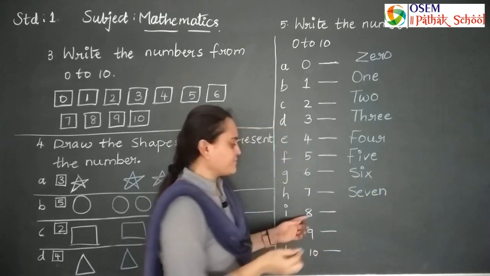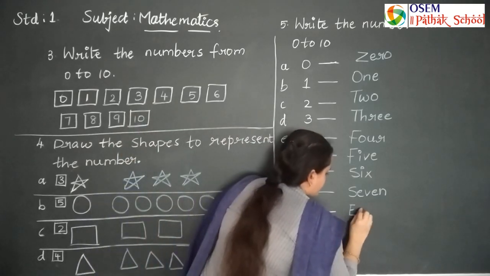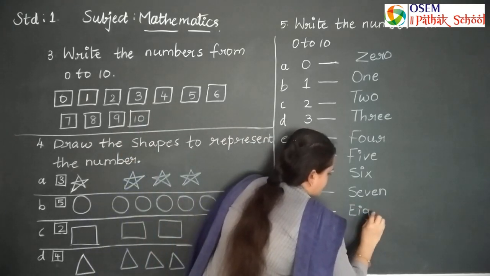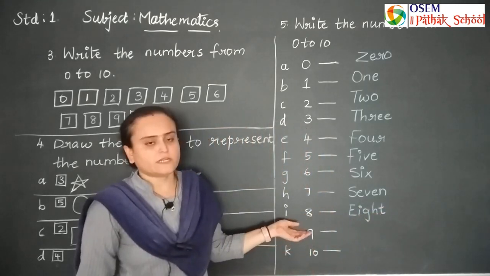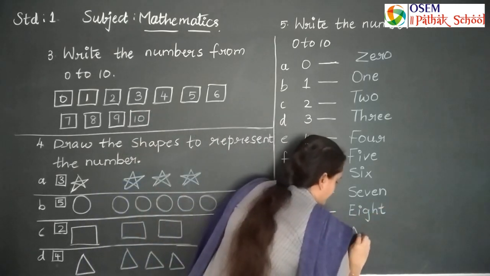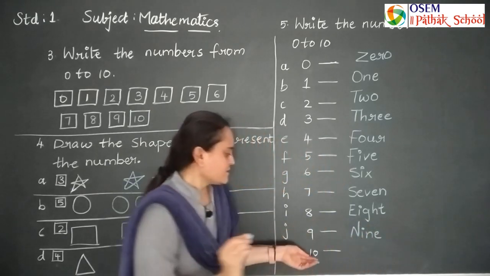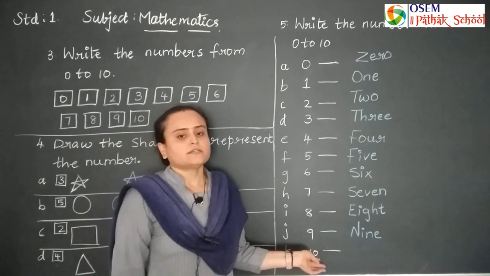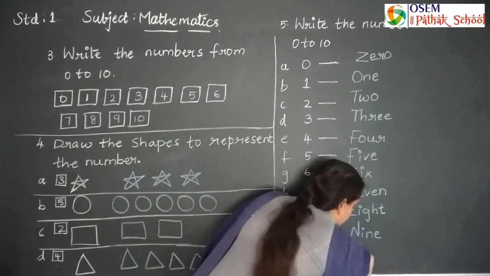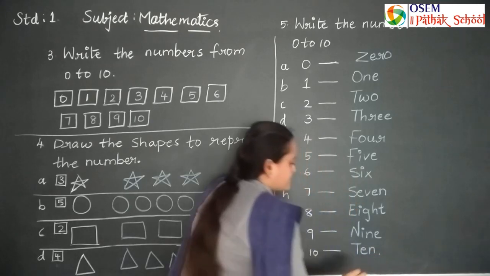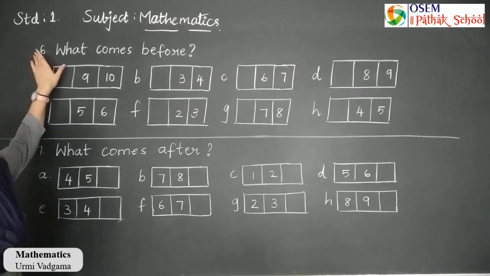7 ka spelling? S-E-V-E-N, 7. Then 8 ka spelling? E-I-G-H-T, 8. Then 9 ka spelling? N-I-N-E, 9. Now last one is 10. Then 10 ka spelling kya aayega? T-E-N, 10.